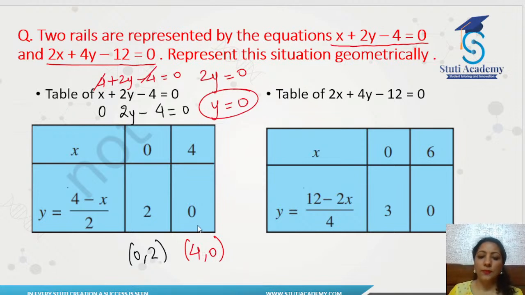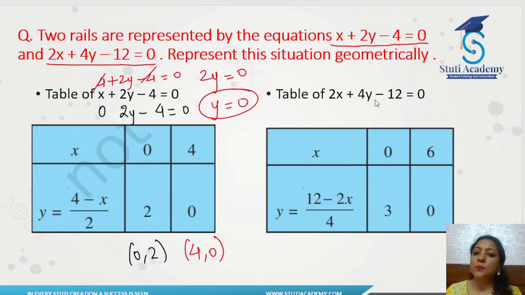Now we'll take the Cartesian plane. We are going to plot the points 0, 2 and 4, 0 on it, and we'll neatly draw a line passing through both these points. Now we are done with the first equation. Let's come to the second one.